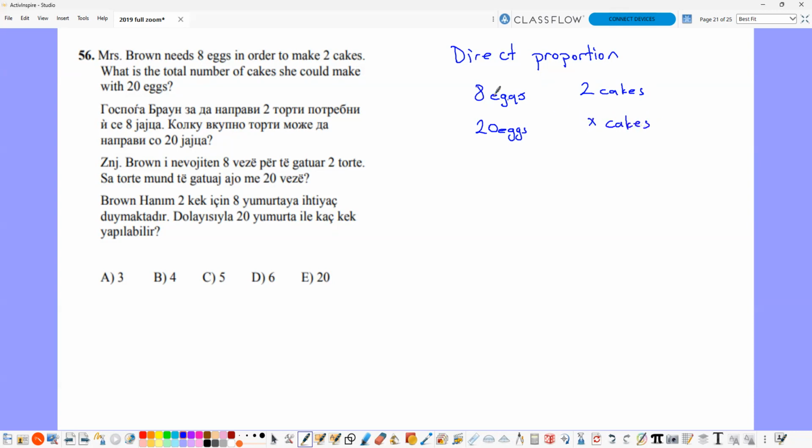And since this is direct proportion, in direct proportion, cross multiplication results are equal to each other, which means that 8 times x should be equal to 2 times 20, which is x is equal to 40 divided by 8, x is equal to 5, which means that with 20x, we can make 5 cakes, which is equal to C.